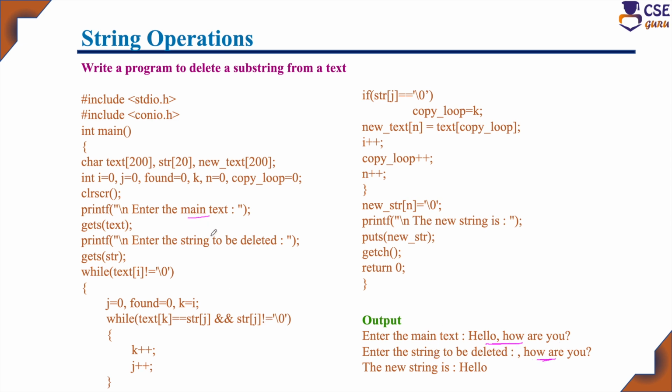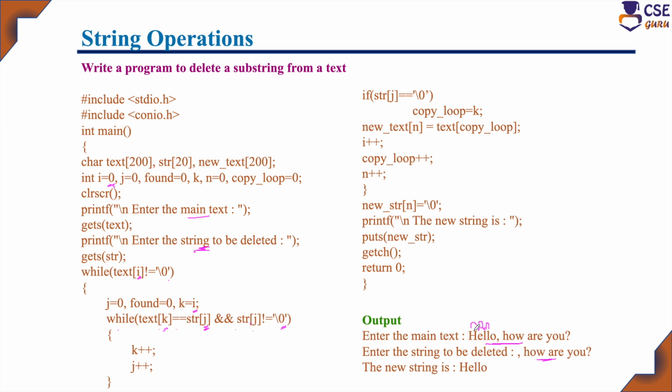So input is the main string and the string to be deleted. Then check the condition while text of i not equal to \0, that is the main string not equal to \0. You have to implement this condition. That is, while text of k equal to str of j and str of j not equal to \0. Text of k is nothing but the i value, which here is initially 0 only. Str is nothing but the string to be deleted. Up to that you are going to implement this increment, meaning here it will increment the position.